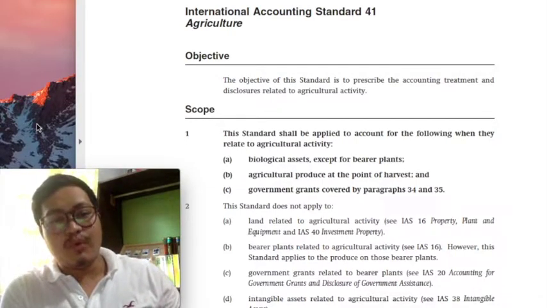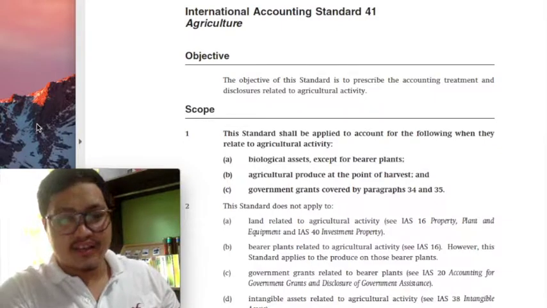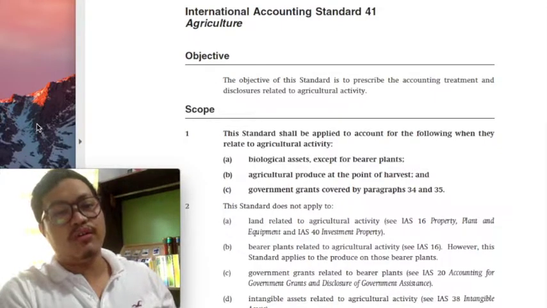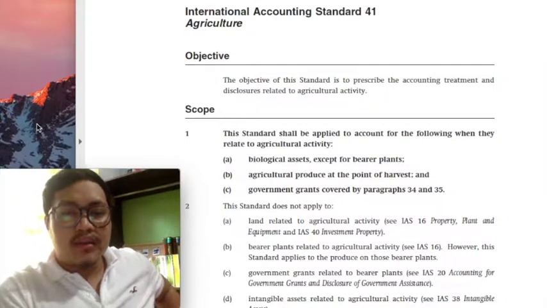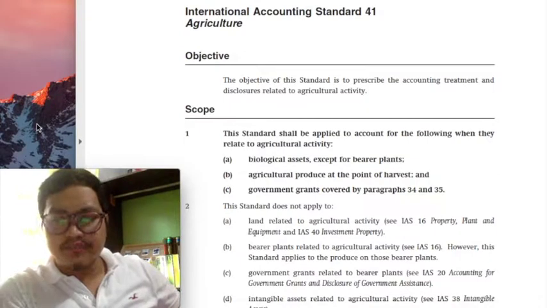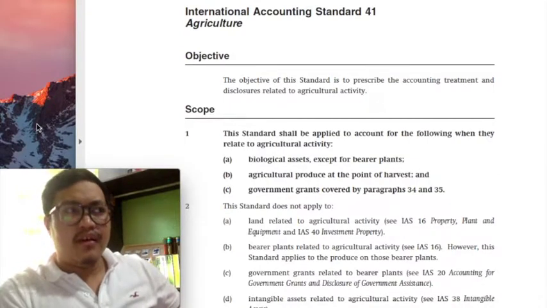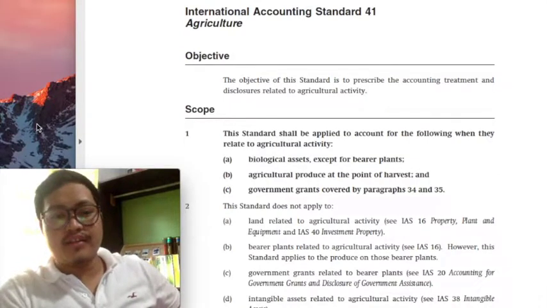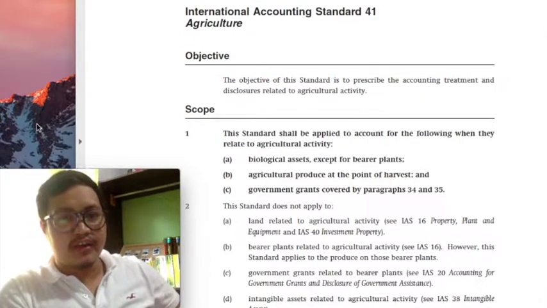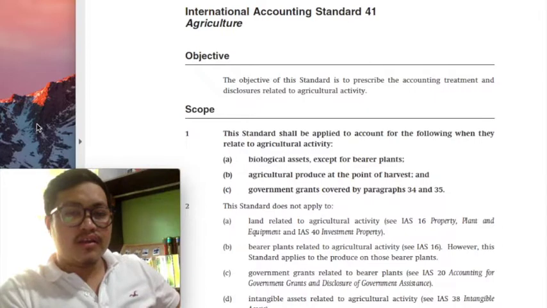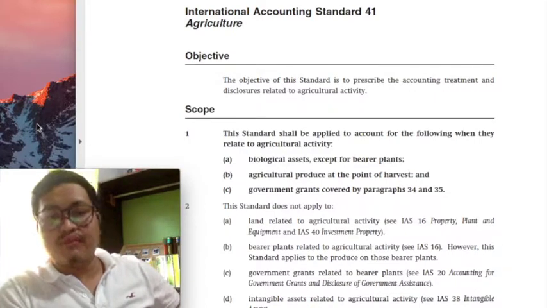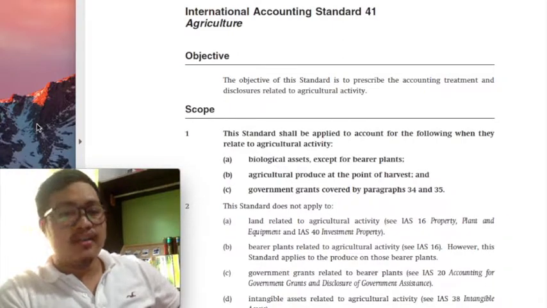Okay, so when we talk about biological assets, class, this would normally be your plants, your animals. Okay, but the standard expressly excludes bearer plants, class. And I believe bearer plants is also defined in PAS 16, but it is also defined in this standard. The primary reason, class, is that bearer plants is to be governed by PAS 16.